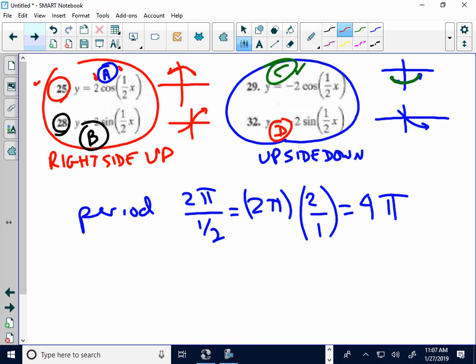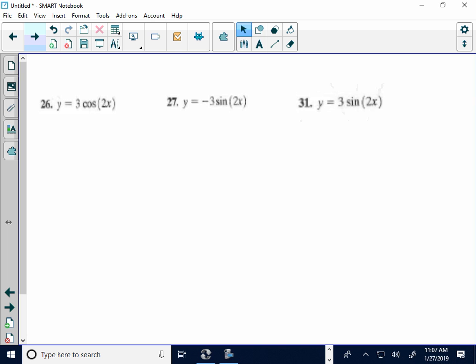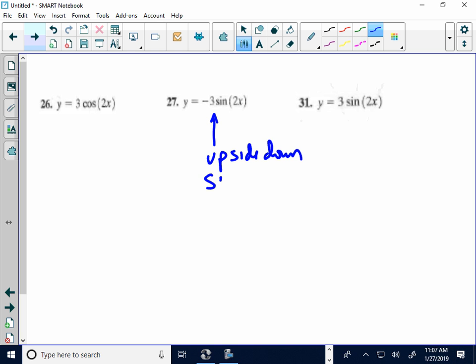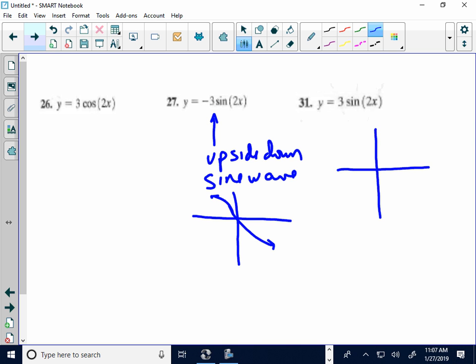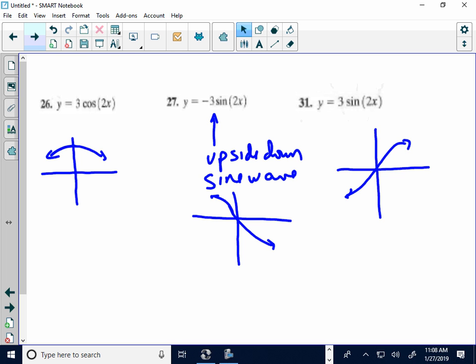Okay, and obviously the last three were the ones with amplitude 3. So all these had a multiplier of 3 out in front. This one we'll note is an upside down sine wave passing through the origin, right? But instead of going in the first quadrant, it goes down to the fourth quadrant like that. Okay, upside down sine wave. This is a right side up sine wave. So this is going to look like that. And this is a right side up cosine wave. Okay, so that's going to look like that. All with amplitude 3. So 26 is right side up cosine.